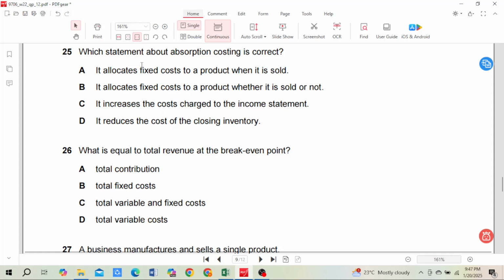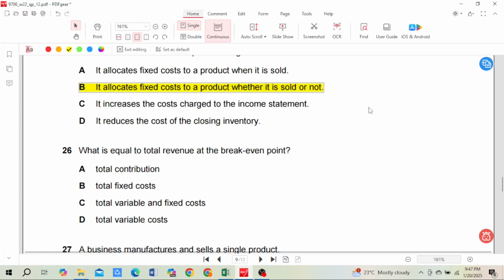The correct option here is: during absorption costing, which is also known as the total costing method, we include all the fixed cost and variable cost in the product, whether we sell it or not. So that means the correct option is it allocates fixed cost to the product whether it is sold or not. So this is your correct option.